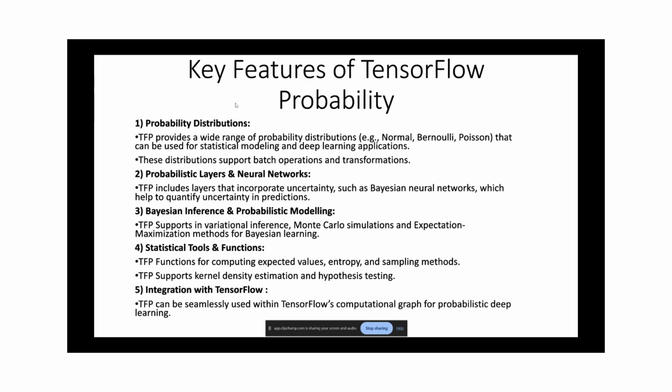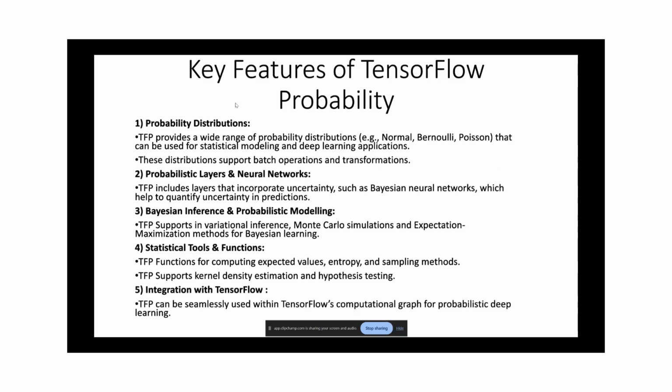Secondly, probabilistic layers and neural networks. TFP includes layers that incorporate uncertainty, such as Bayesian neural networks, which help to quantify uncertainty in predictions. The third one is Bayesian inference and probabilistic modeling. TensorFlow Probability supports variational inference, Monte Carlo simulations, and expectation maximization methods for Bayesian learning.